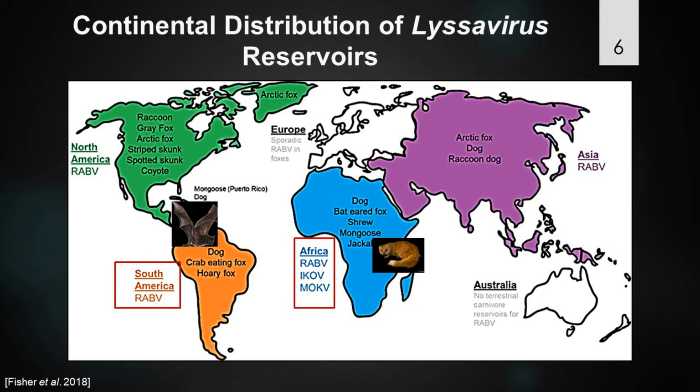This is the continental distribution of lyssavirus reservoirs. In Brazil, dogs and crab-eating fox, as well as vampire bats, are reservoirs. In Africa, including South Africa, dogs, bat-eared foxes, as well as the yellow mongoose are the primary reservoirs. It should be noted that in Australia, there are no terrestrial carnivore reservoirs for rabies virus.